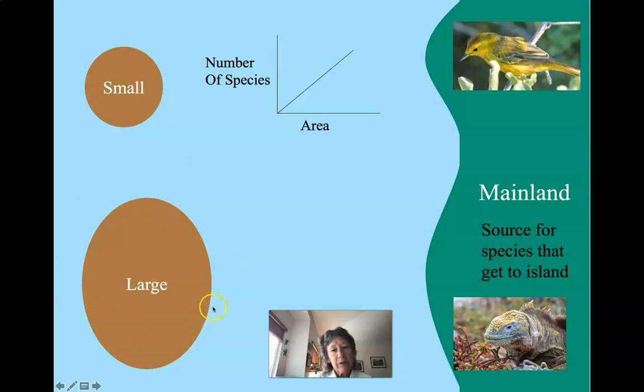In addition, the equilibrium number of species on a large island is going to be higher than that for a small island. Remember the species area curve, where we plot the number of species as a function of area. And if you increase the area, you increase the number of species. And recall that there's two reasons for that. One is an increase in area results in an increase in habitat diversity. And the other thing is an increase in area results in larger population sizes. And larger populations are less likely to go extinct.